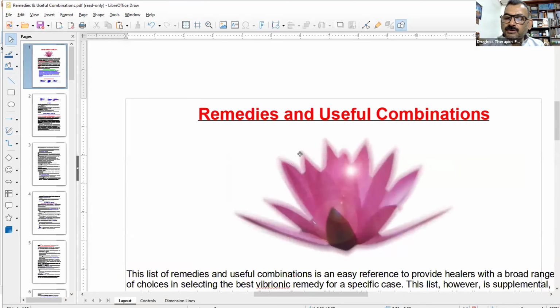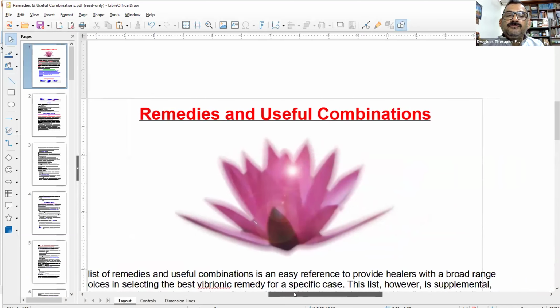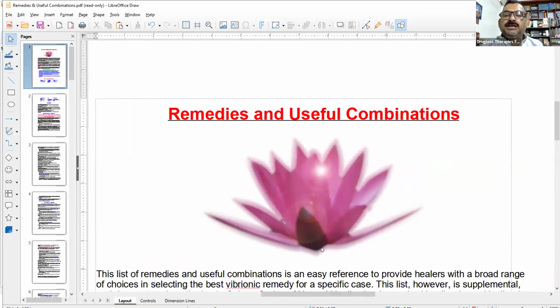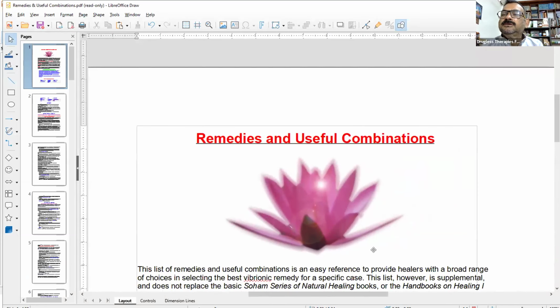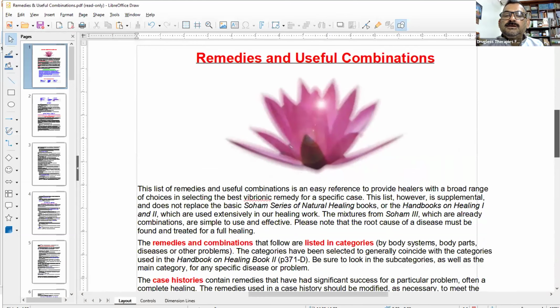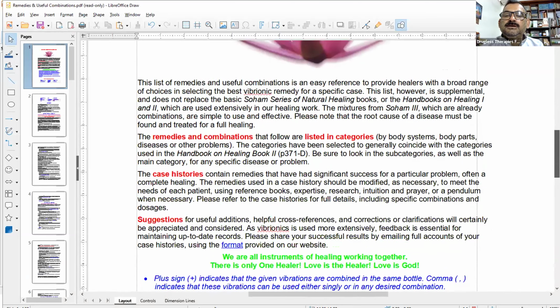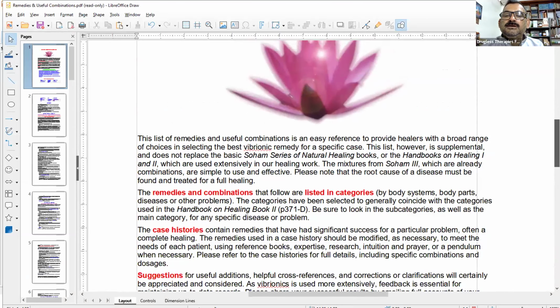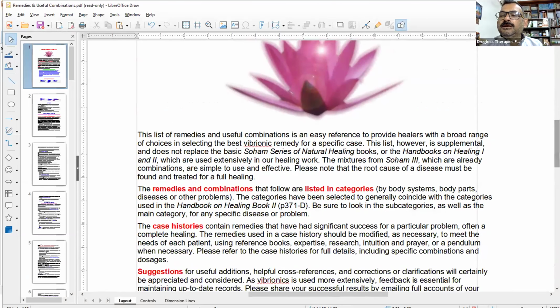See, this is a very good PDF made by the great devotee of Satya Sai, and which was readily available and doesn't have any copyright. So they have published it for the use of every healer. I am really thankful to that.